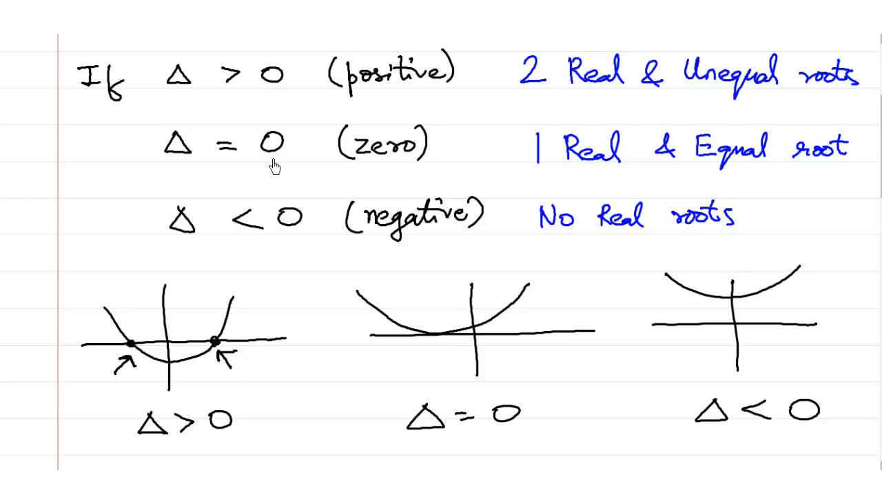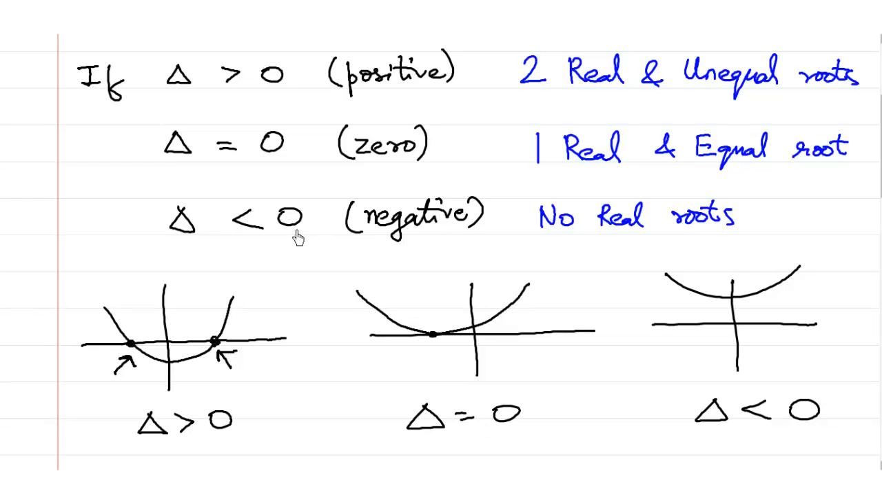If the value of delta is exactly equal to 0, then there is only one real root, and therefore both the roots are equal. So this is the quadratic equation, and it intersects the x-axis exactly at one point. So if delta is equal to 0, there is only one answer.